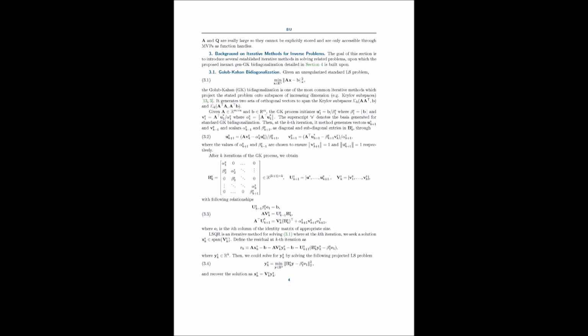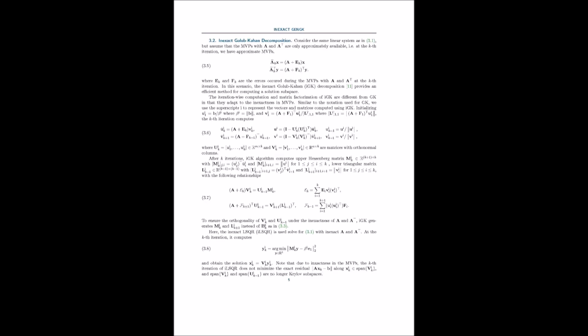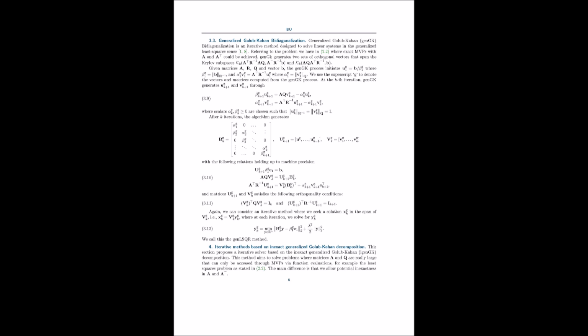Okay, so we've seen how they handle inexactness. But what about the generalized part? Where does that fit into the picture? That's where the generalized Golub-Kahan, or genGK, bidiagonalization comes in. They present it in section 4.3, extending the standard Golub-Kahan method to handle problems that involve covariance matrices.